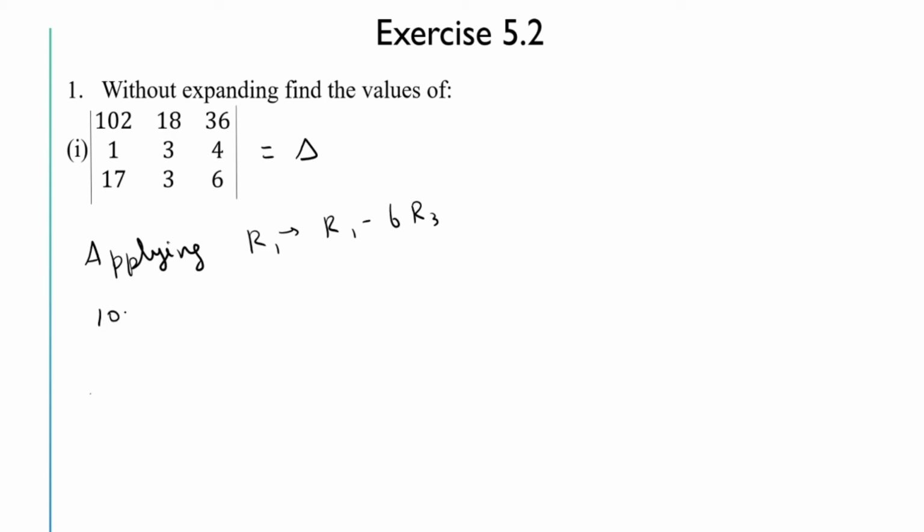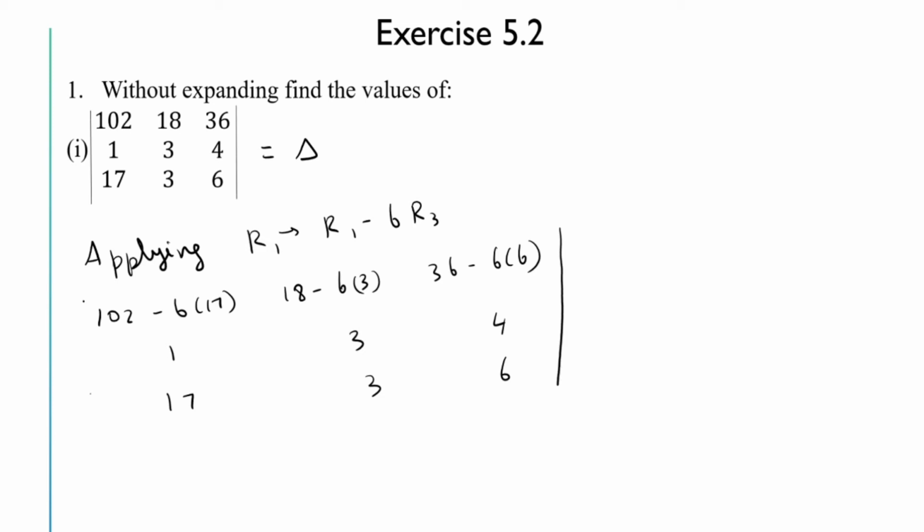So we will have 102 minus 6 into 17, 18 minus 6 into 3, and 36 minus 6 into 6. The other rows remain the same. So delta is equal to, so this is equal to 0, 0, 0, 1, 3, 4, 17, 3, 6.